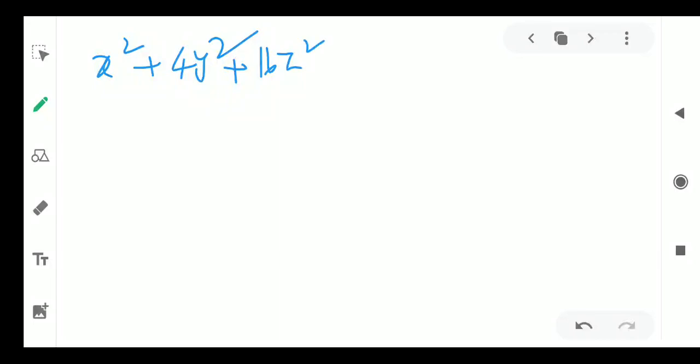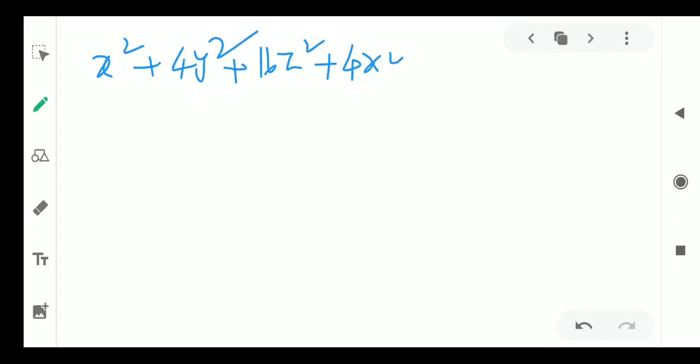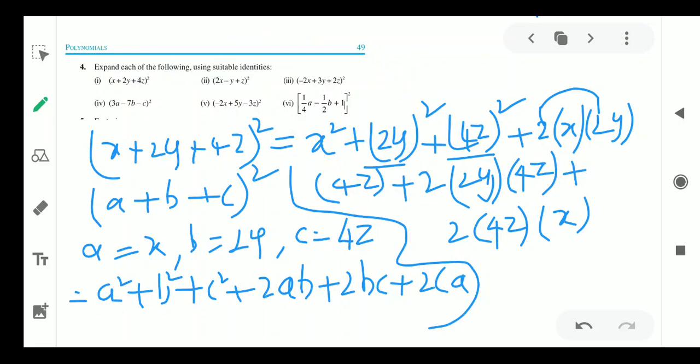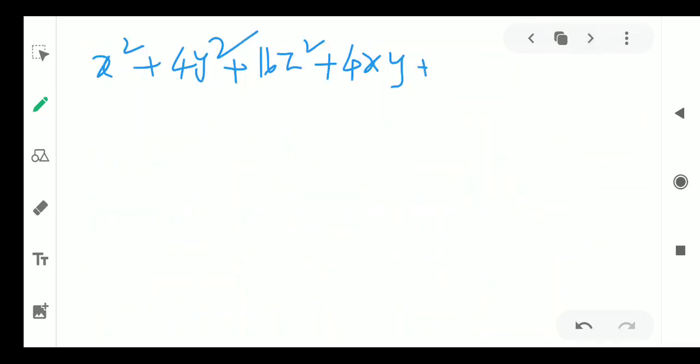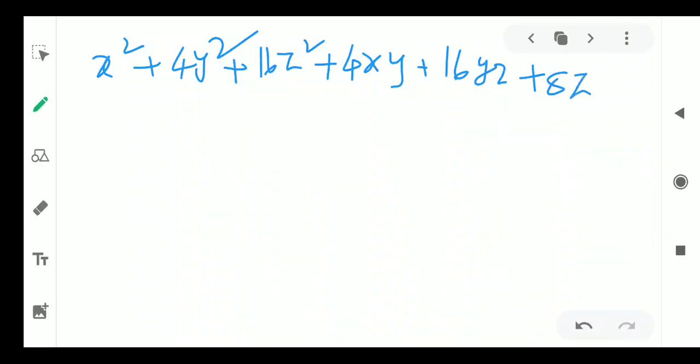Okay, next, 2x into 2y, 2 twos are 4, into x, 4xy. Okay, next 2bc, 2 twos are 4, 4 fours are 16, yz, so 16yz. And the last term is, what is the last term? 2 fours are 8 into zx, 8zx. So this is the answer for the first question.